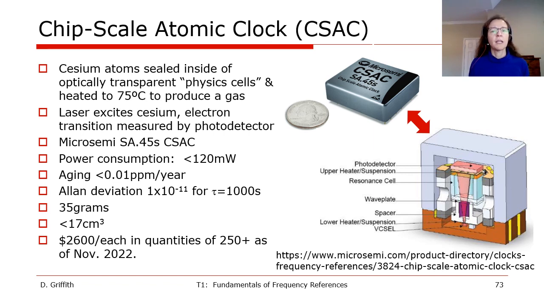So the images to the right show the Microsemi SA45S chip scale atomic clock. So unlike traditional atomic clocks, the power consumption is really quite low at only 120 milliwatts. Aging is less than 10 parts per billion per year, and the Allan deviation is 10 to the minus 11 over a 1,000-second measurement window. So it weighs only 35 grams and has a volume of less than 17 cubic centimeters. The public price as of last fall is around $2,600 US.